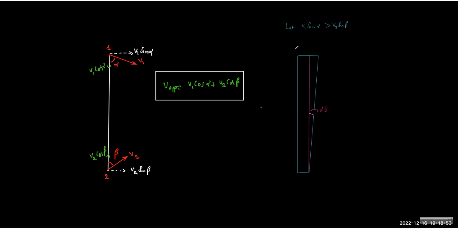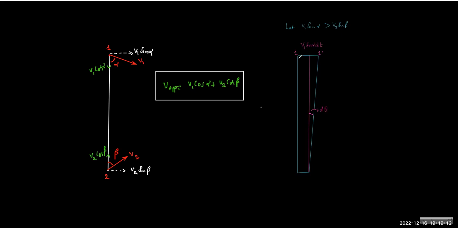In time dt, how much will the upper end travel? In time dt, the displacement will be how much? Can we call it v1 sin alpha dt? Is speed into time called displacement?